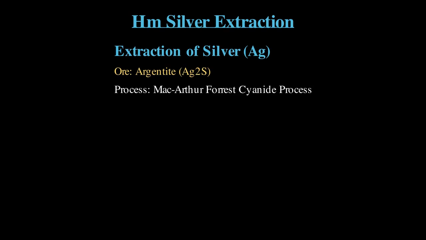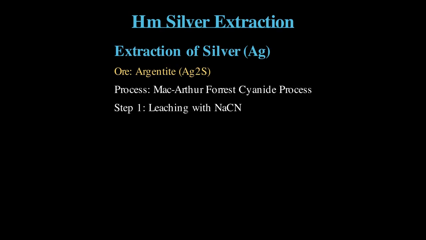Next up is silver, symbol Ag. Silver's most common ore is argentite, or silver sulfide, Ag2S. It is also recovered from the anode mud of copper refining. For extraction, we use a very important method, the MacArthur Forest cyanide process. This is a two-step process.